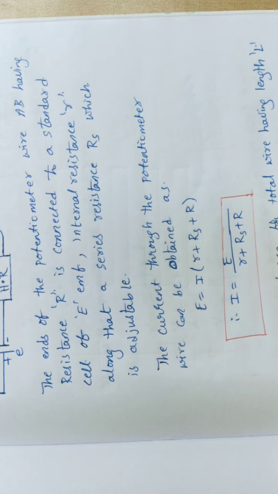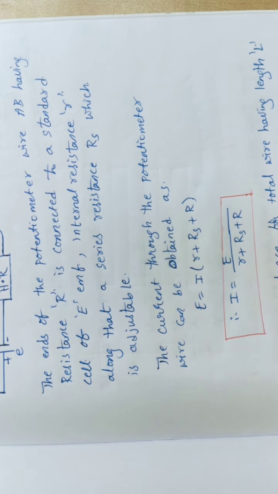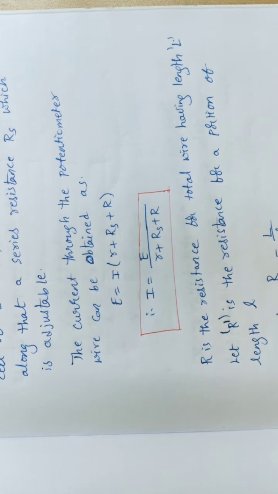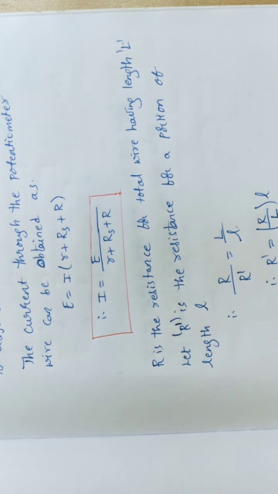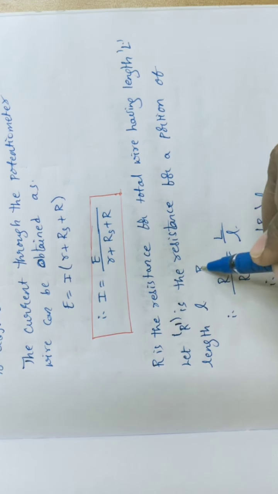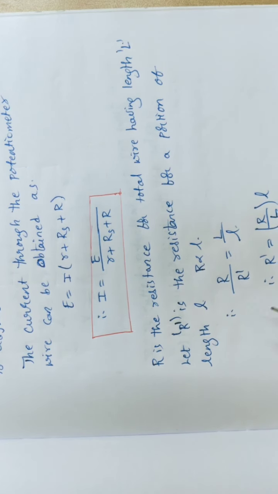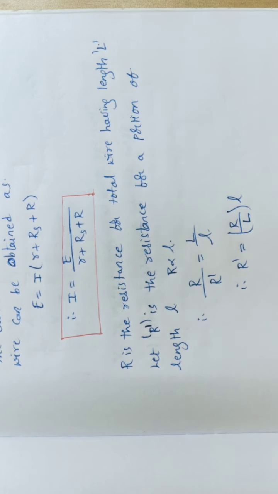Students, the potentiometer wire of length capital L has resistance capital R. Let R dash be the resistance for a portion of length small l. We know that resistance is directly proportional to length, so R by R dash is equal to capital L by small l. Then R dash is equal to R by capital L into small l.